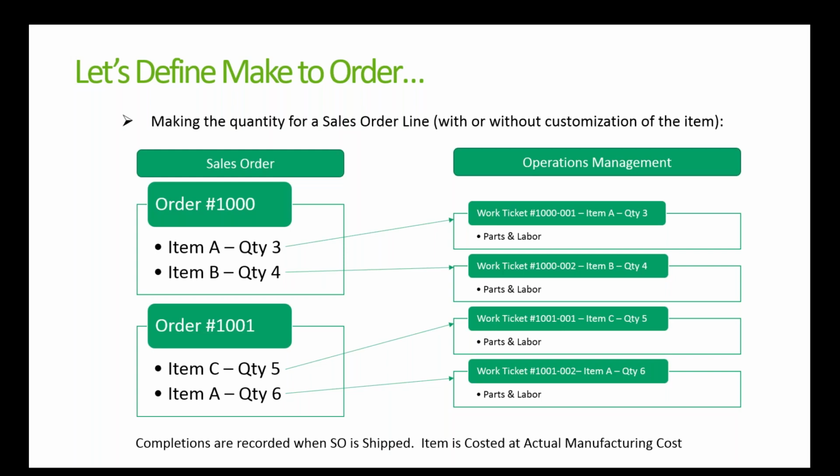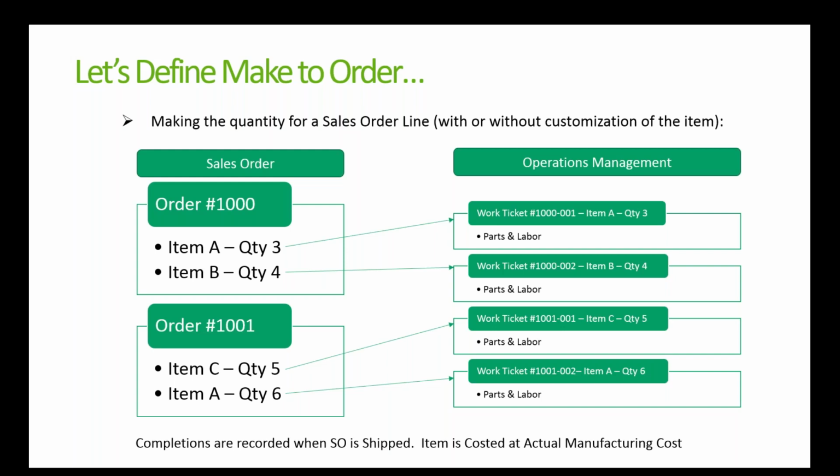The other thing that is different here is that we are going to cost that sales order line at the actual manufacturing cost accumulated in the work ticket, regardless of what the valuation method is for the inventory item. Now, I don't spend a tremendous amount of time going over that with a prospect or an end user unless they start asking questions about it, but that is one difference.